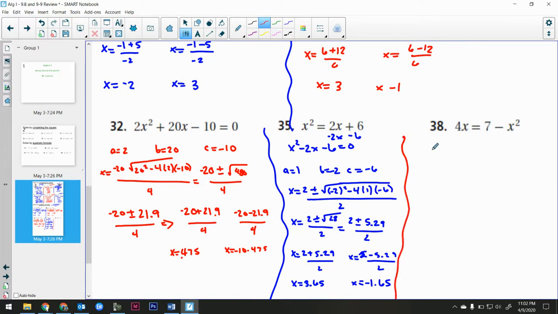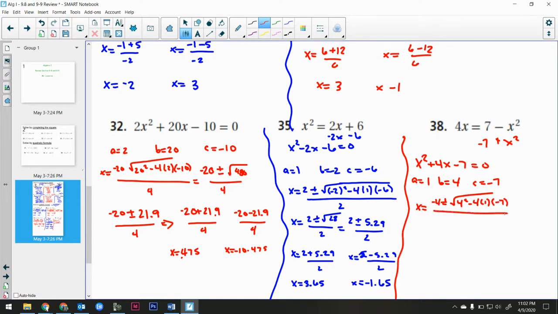Okay, let's do this last one. I'm going to add my x over to the other side, my x squared, to make that positive. So plus 4x, and then that would be a minus 7 because I would have to subtract the 7 over to the left side. So that would make it a is 1, b is 4, and then c is negative 7. So x equals the opposite of b plus or minus the square root of b squared minus 4ac, all divided by 2a.